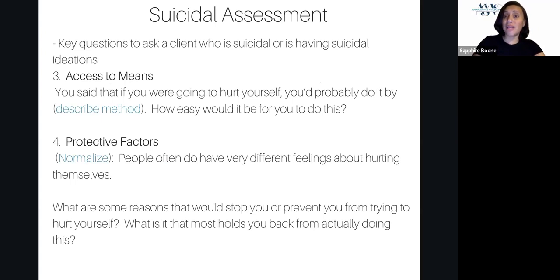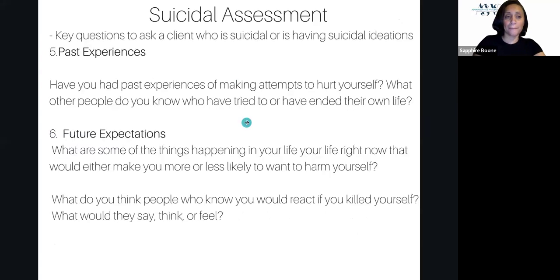Another part of the risk, right? This is a risk assessment, is protective factors. What are some reasons that would prevent them from hurting themselves, right? Is there any past experiences, any history of suicide attempts? And then do they have any hopes, dreams, and expectations? If they don't, then of course that would impact their risk level.